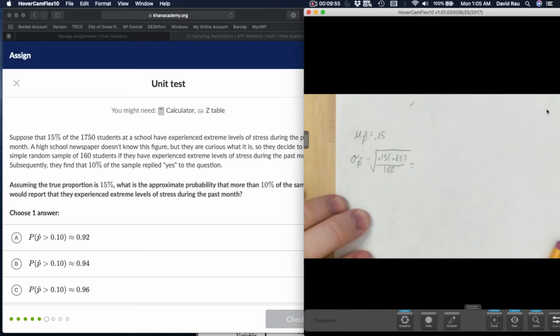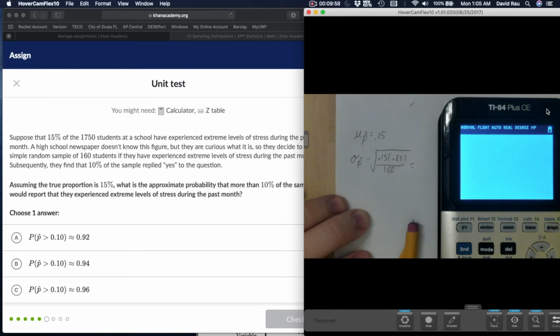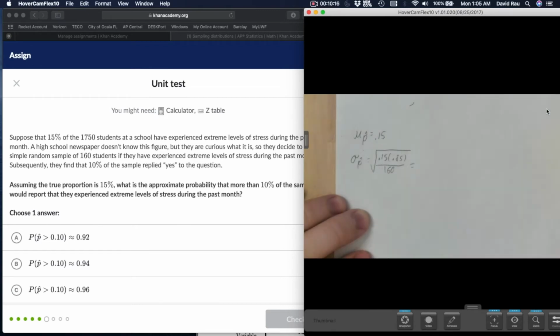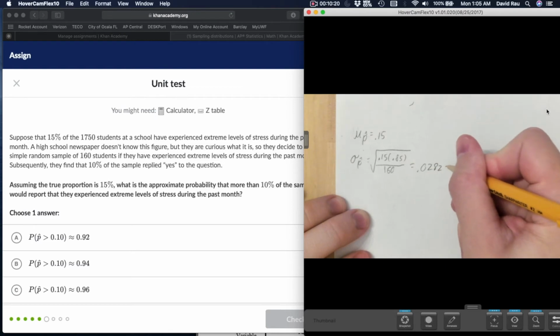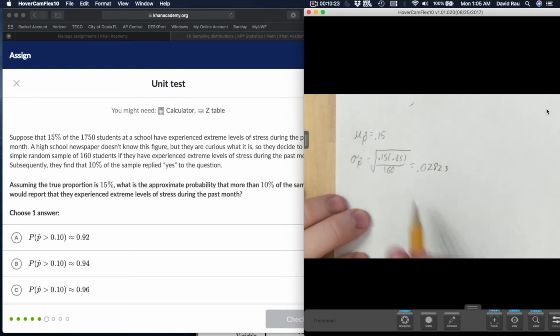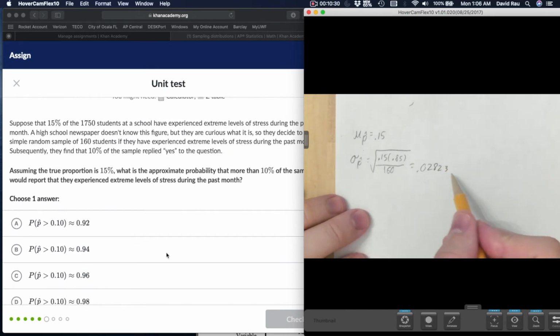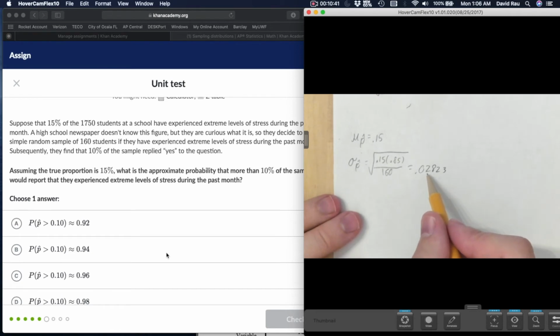Now this time we want to calculate this with the calculator, so we've got the square root of 0.15 times 0.85 divided by 160. And I'm going to round this to 4 or 5 places, so 0.02823. Now, just general advice, if you ever have to round to 2 or 3 places, since everything here is rounded to 2 places, it's generally a good idea to go 2 or 3 extra places from what you need, just so that what you do in between doesn't give an incorrect answer. So always keep your decimal places further than what your final answer needs to be.